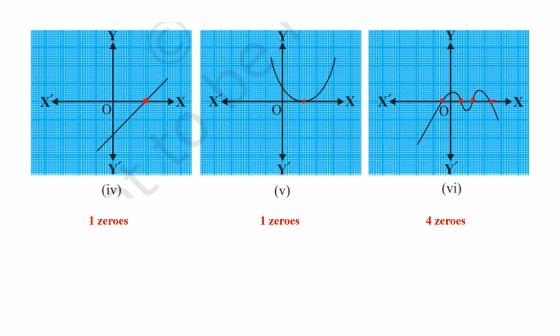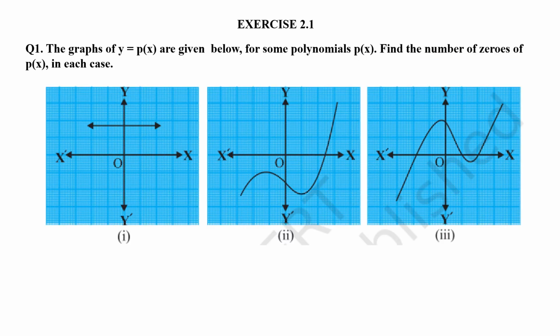So this is the example question. Now similarly, you have exercise 2.1 also. There also the same type of questions are there. So now I'm going to solve those type of questions. So this is question number 1. The graphs of y equal to p(x) are given below for some polynomial p(x). Find the number of zeros of p(x) in each case.